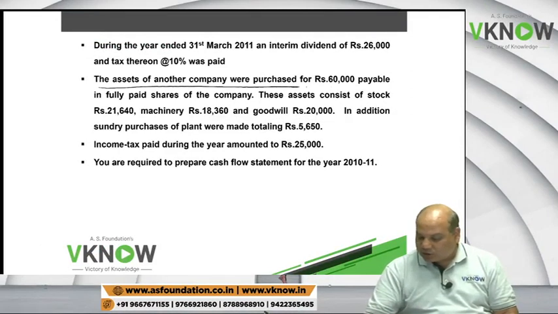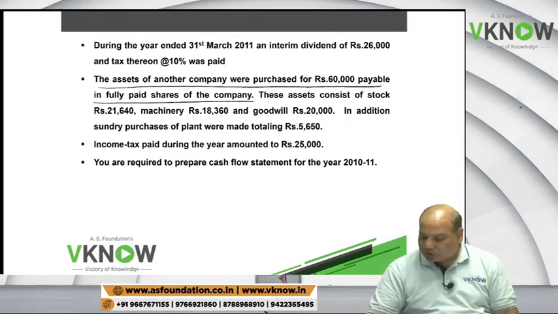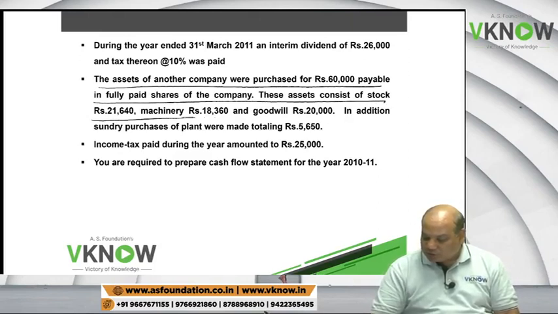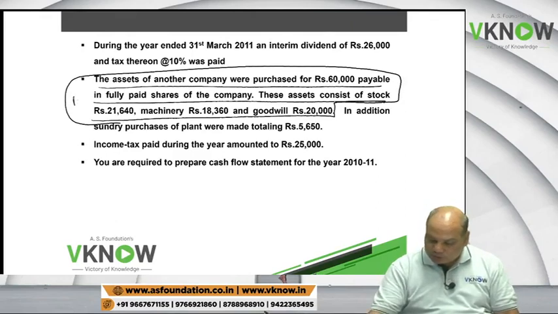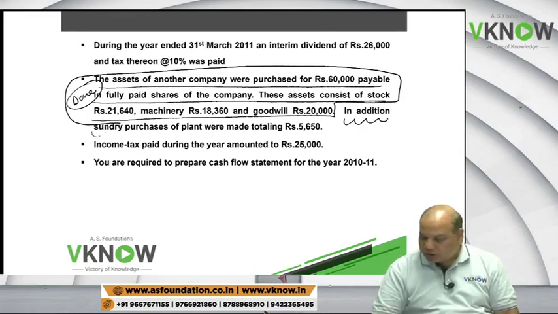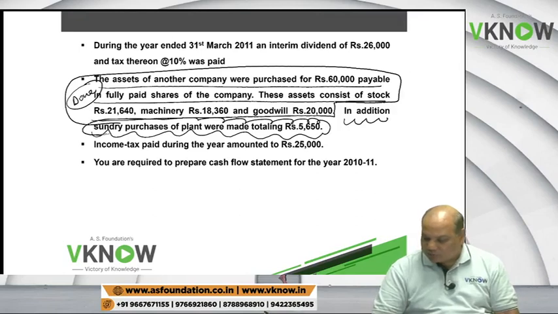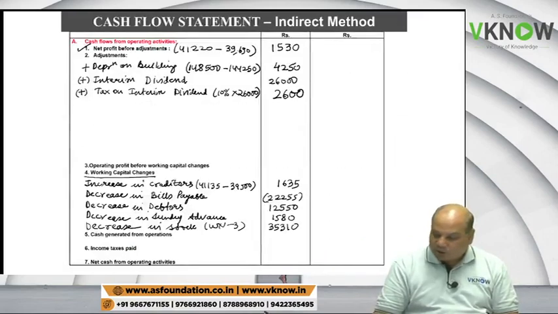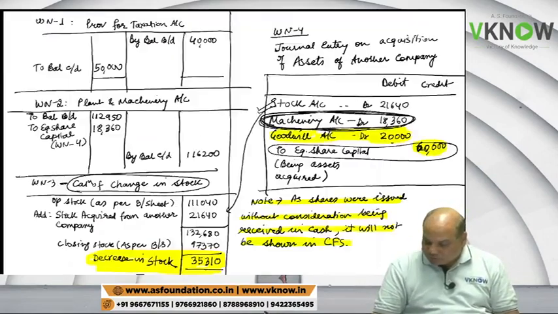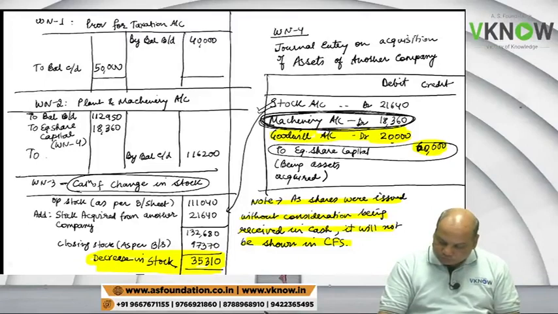The assets of another company were purchased for 60,000 payable in full. The asset consists of stock, machinery, goodwill. Up to this is done. This is pending. In addition, sundry purchase of plants were made totaling 5,650. So the entry for this is plant account debit to bank. Plant account debit side, working note 2, to bank, and the amount is 5,650.